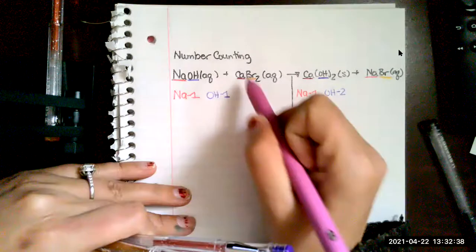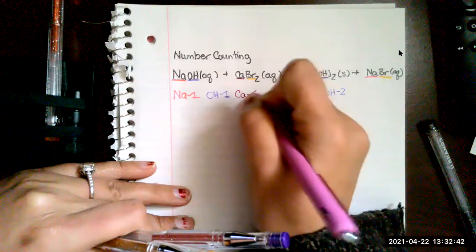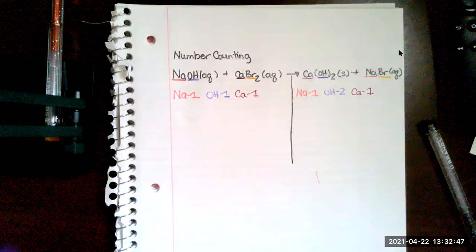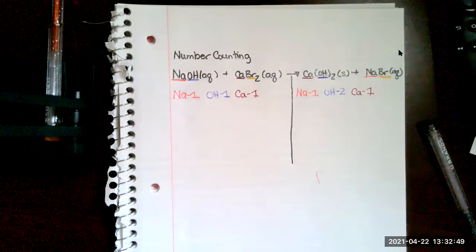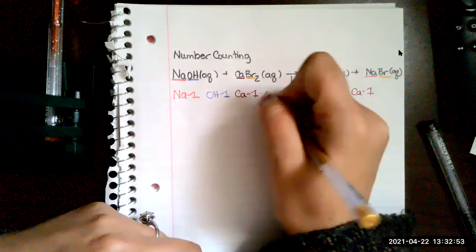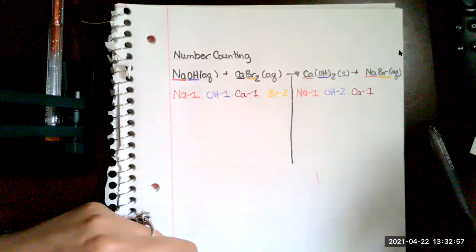Then I look at my calcium here. I have 1 calcium. And I have 1 calcium over here. Over here, I have 2 bromines. That 2 is a subscript that goes with bromine. And over here, I have 1 bromine.